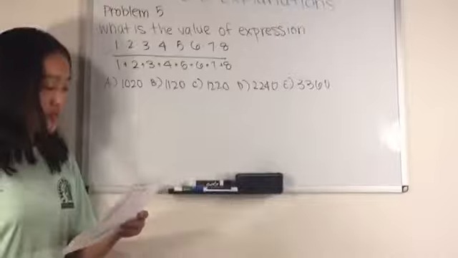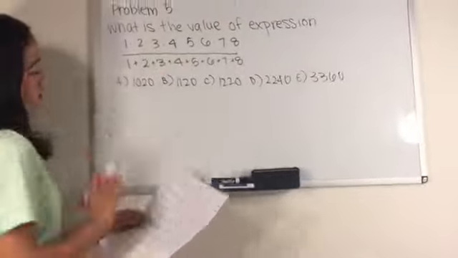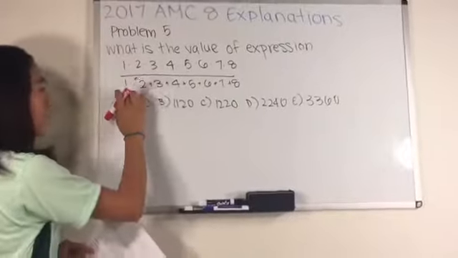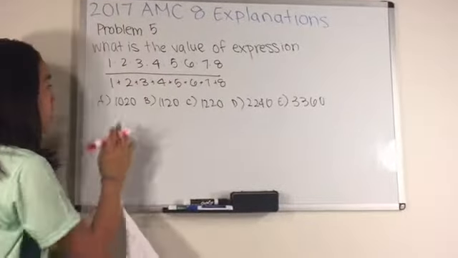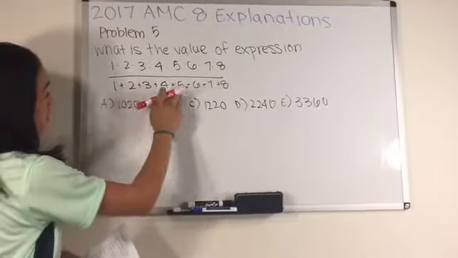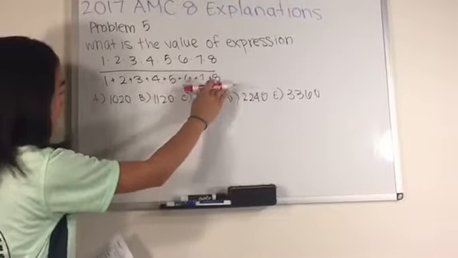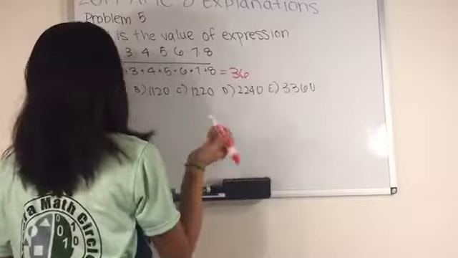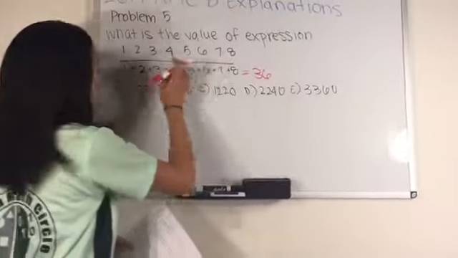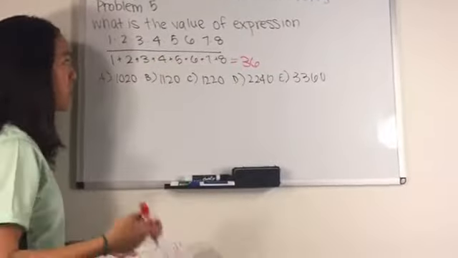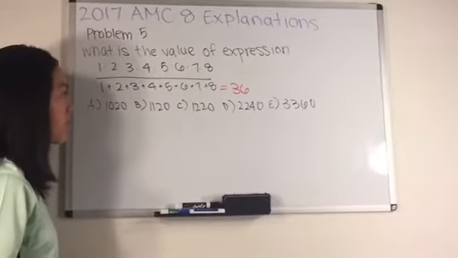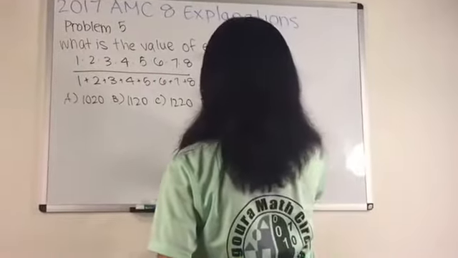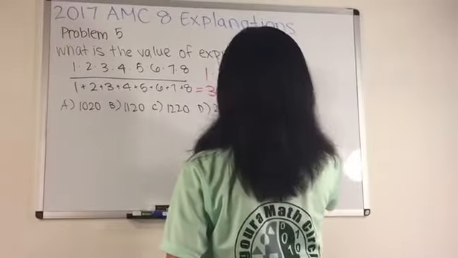Problem number 5 states, what is the value of this expression? In order to solve this, we should simplify it. If we figure out what's on the bottom, 1 plus 2 plus 3 plus 4 plus 5 plus 6 plus 7 plus 8 ends up making 36. The top is 1 times 2 times 3 times 4 times 5 times 6 times 7 times 8. So if we put this over 36, then we can simplify it.